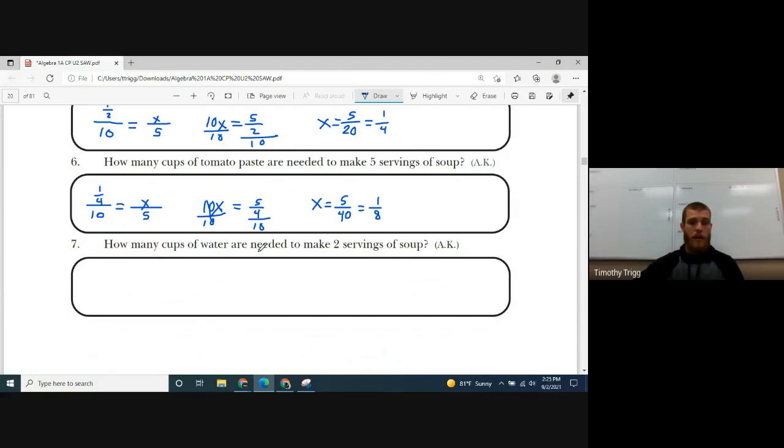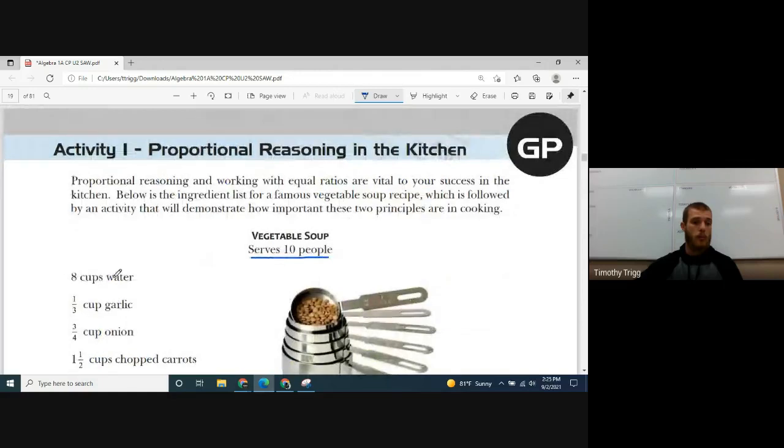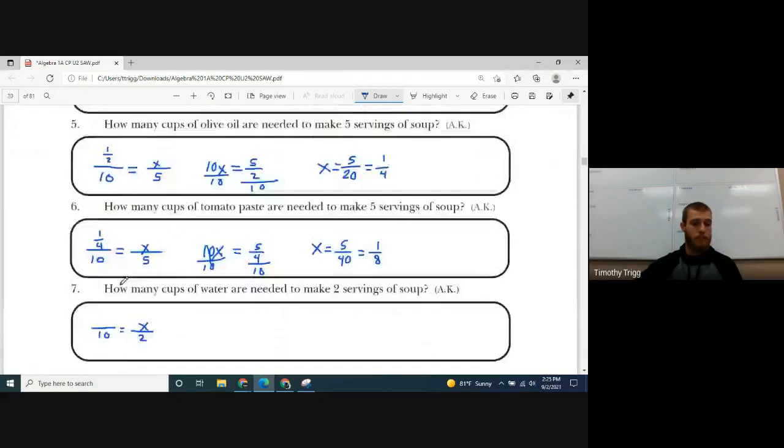Number 7, how many cups of water are needed to make 2 servings of soup? The original recipe makes 10 servings, but let's say I only wanted to make 2 servings. How much water would we need? For water, it was 8 cups of water.